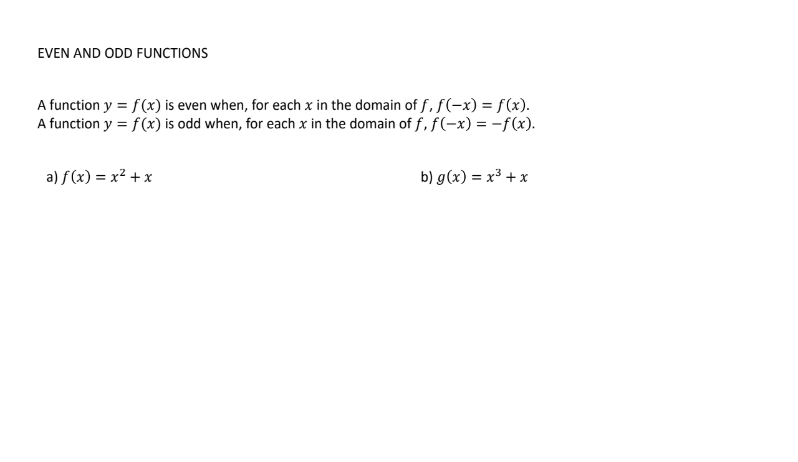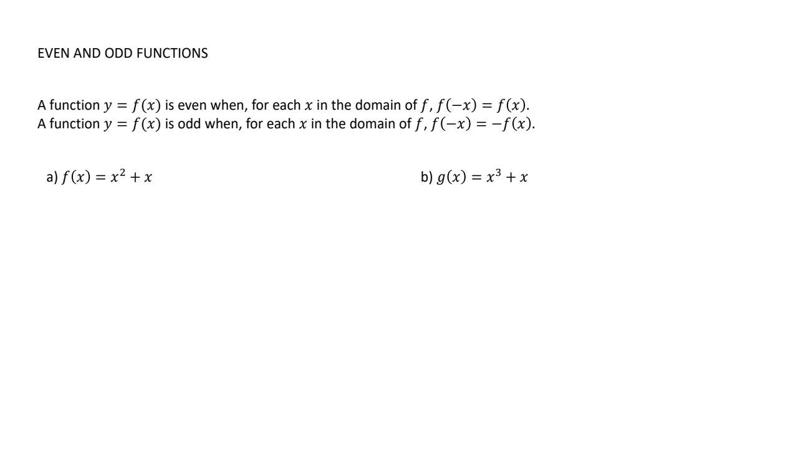Now, even and odd functions. A function y equals f of x is even for each x in the domain of f if you substitute negative x for every x in the function and you get the original function. It's going to be an even function. And we do the same thing to test for odd functions: we substitute negative x for every x in the function, and then we can factor out a negative and we get the original, and it's going to be an odd function.